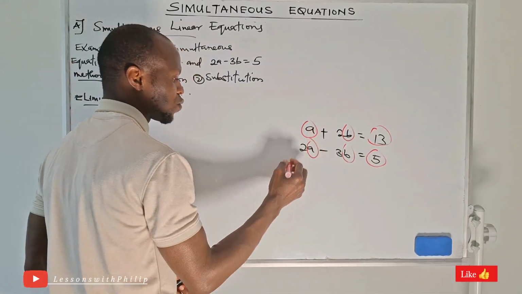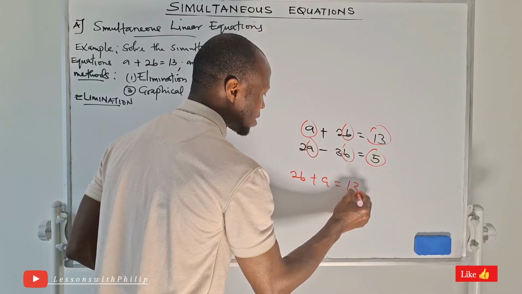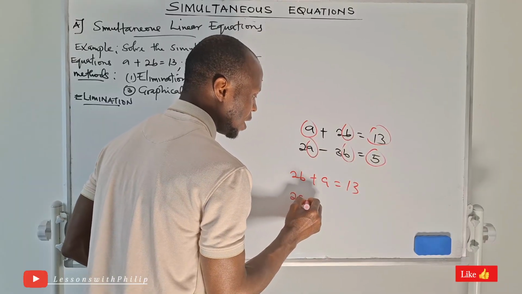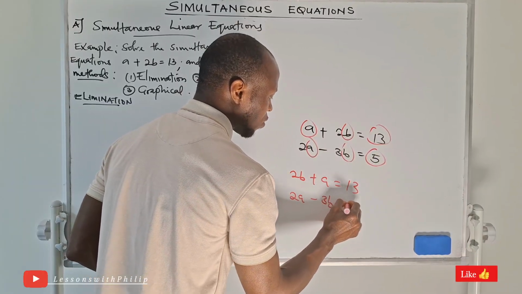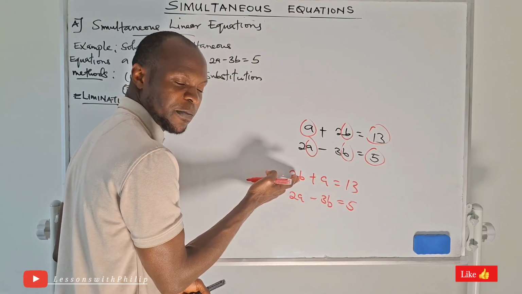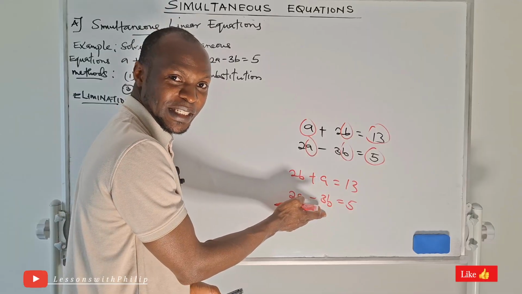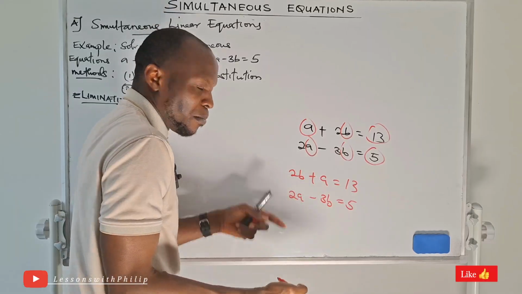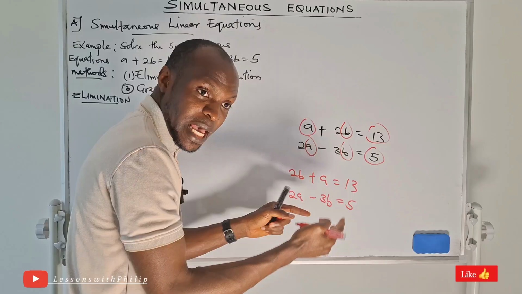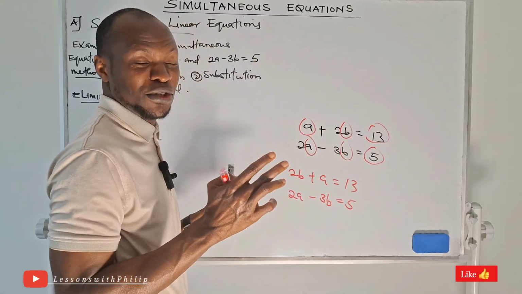For example, the first equation can be 2B plus A equals 13, and the second equation can be 2A minus 3B equals 5. You see, the position of B is first in the first equation, while it is second in the second equation. But the only thing is, we have A and B as variables in both equations. That's the first thing you need to identify.